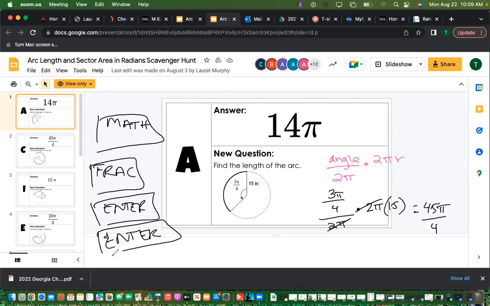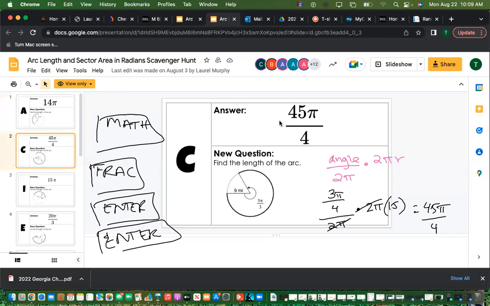Each calculator is a little different depending on which one you have. If you have a TI-83 versus 84 versus an 87, they all do it a little differently. However, you can hit math, fraction, enter, and you should get 45 divided by 4. I would leave off the pi until probably the very end. Now notice how that's the answer on the next page. Then what I want you to do is find the length of the arc on this one.